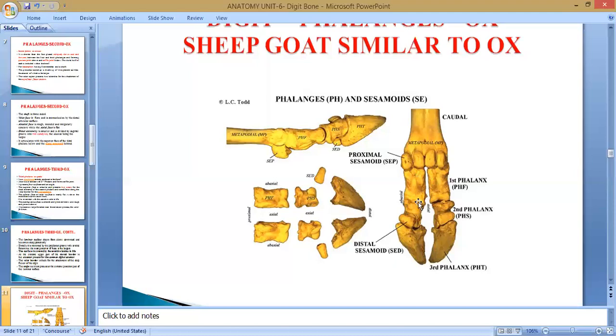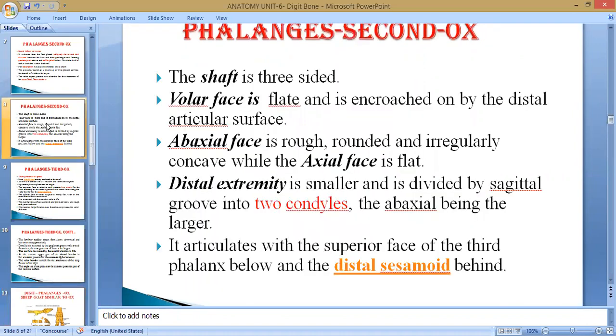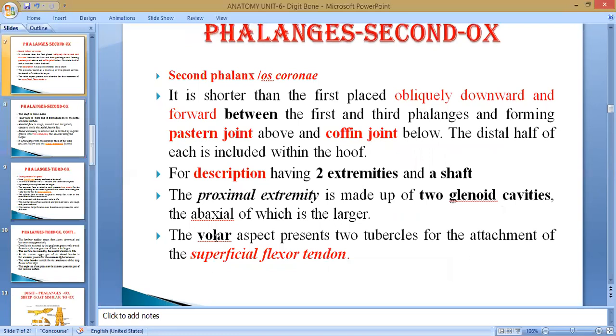This is the glenoid cavity where the distal part of the first phalanx comes and forms a joint known as the pastern joint. And lateral, meaning abaxial, is larger than the axial. This is the proximal extremity, and this is the plantar or volar surface, which contains two tubercles anteriorly and two posteriorly for the attachment of the tendon of the flexor group of muscles. So we have completed up to this part. Next, the proximal extremity is completed.